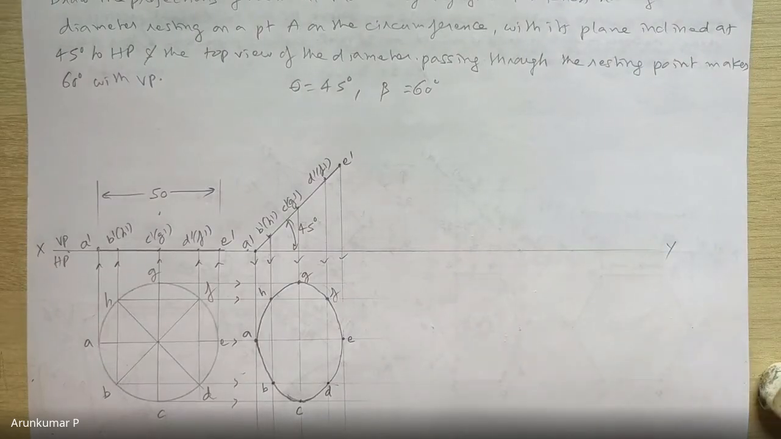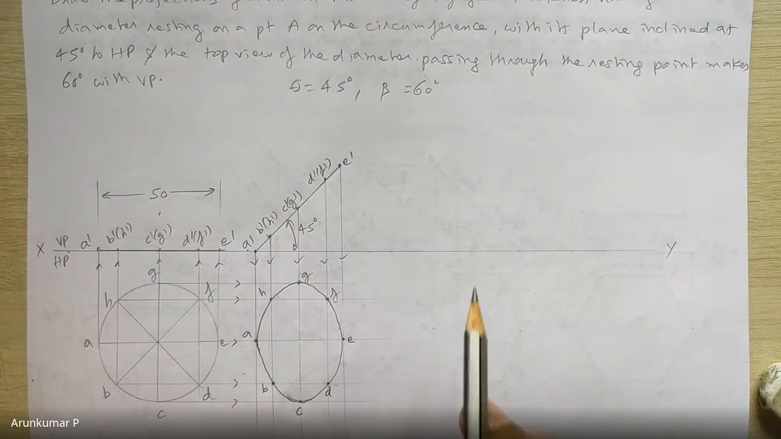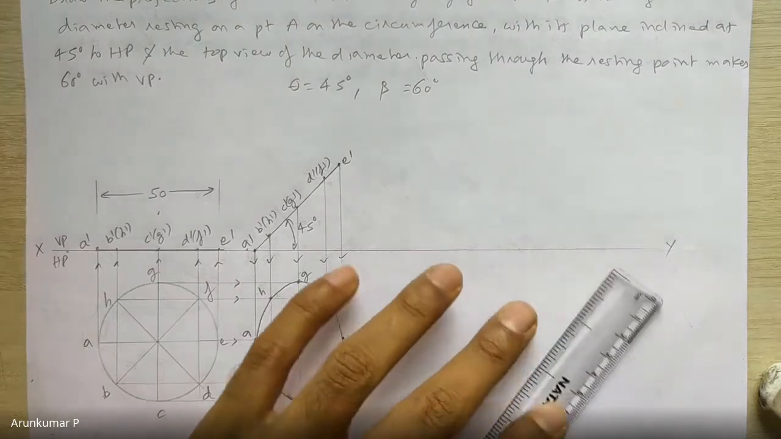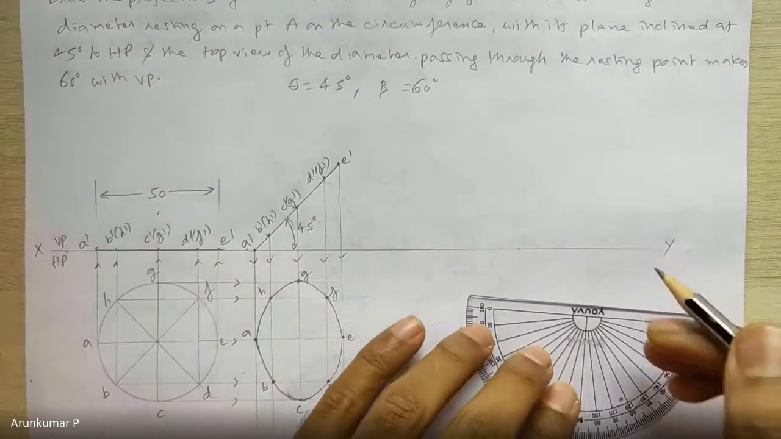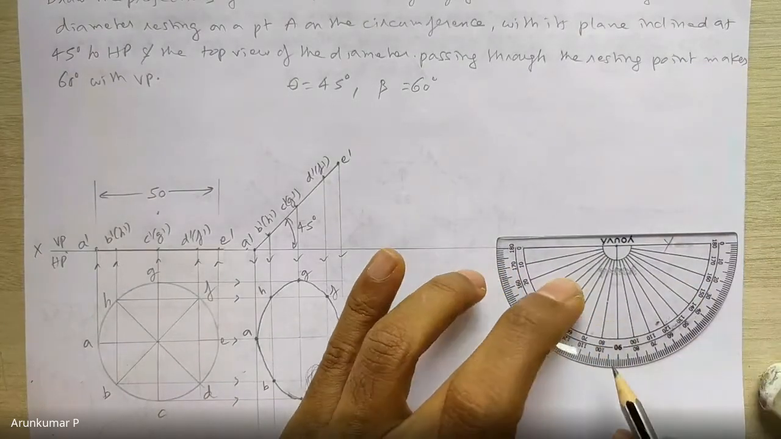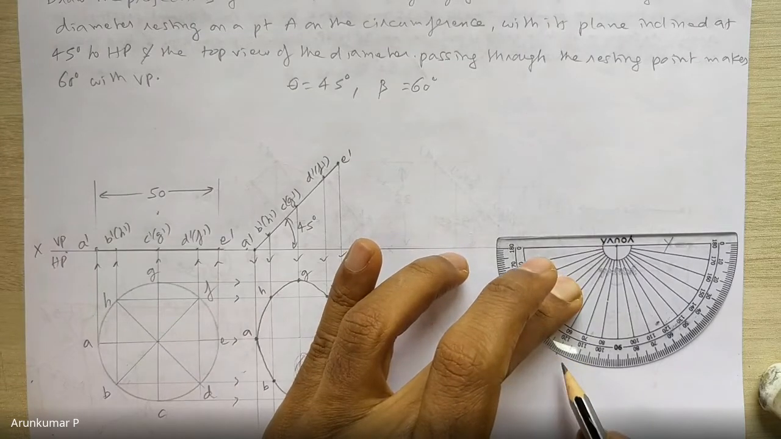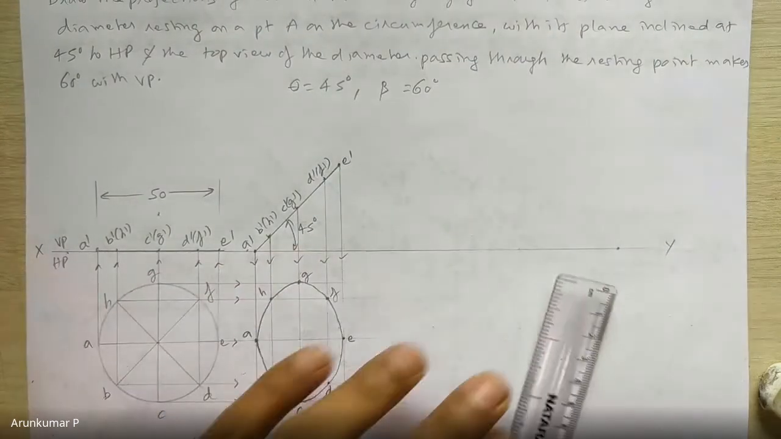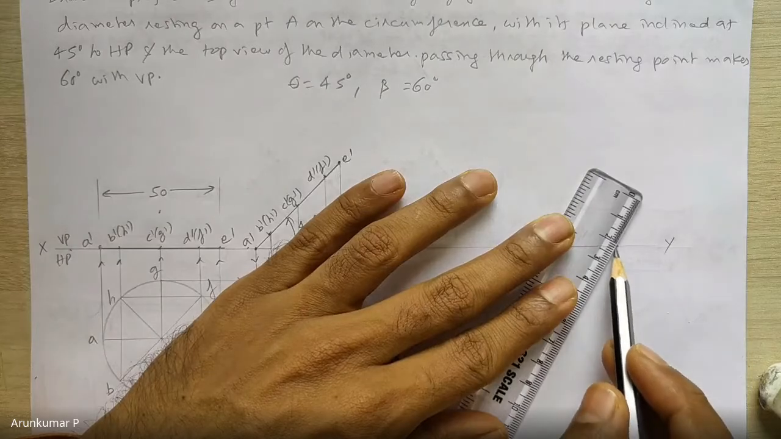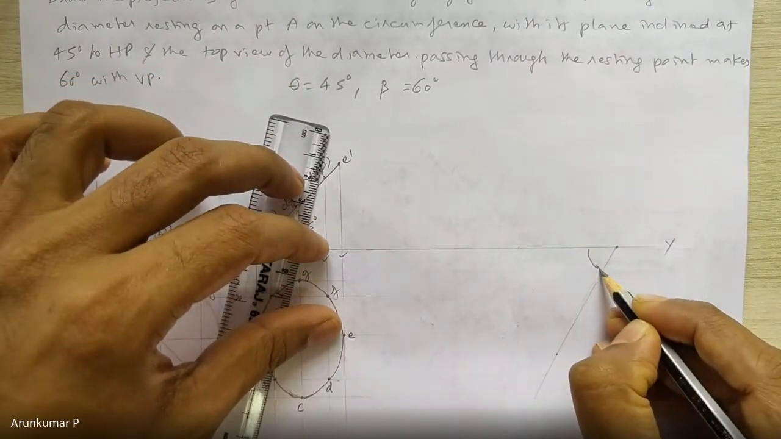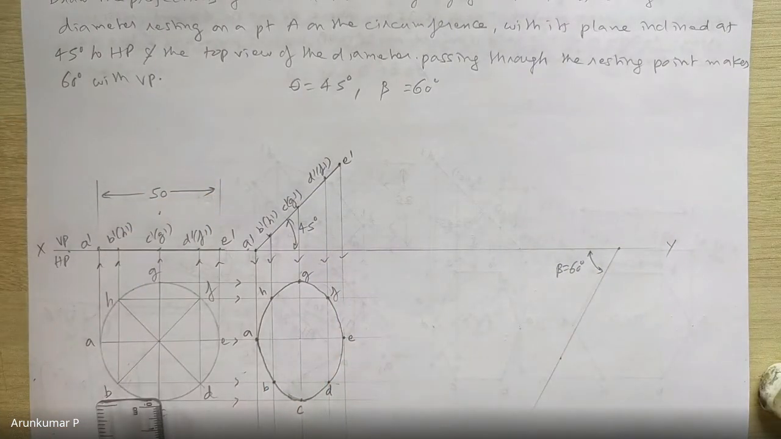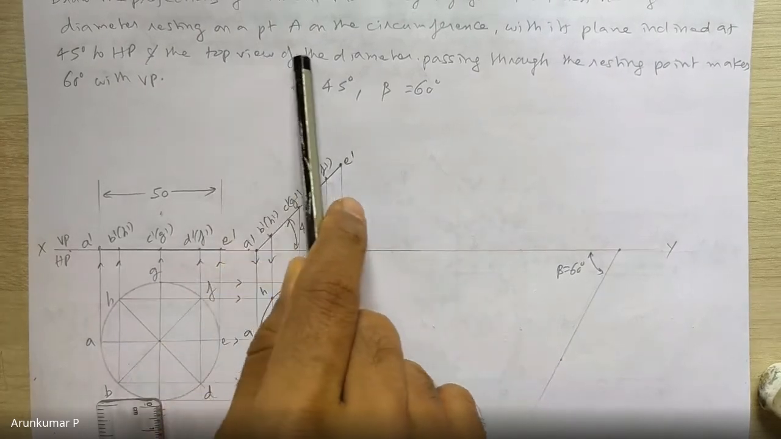So third step, the top view of the diameter makes 60 degrees with VP. So you can draw the 60-degree line like this. Mark a point anywhere here. Then draw the 60-degree line, maybe like this. So this is the 60-degree line, the beta angle. So on this 60-degree line, you have to get the top view of the diameter.